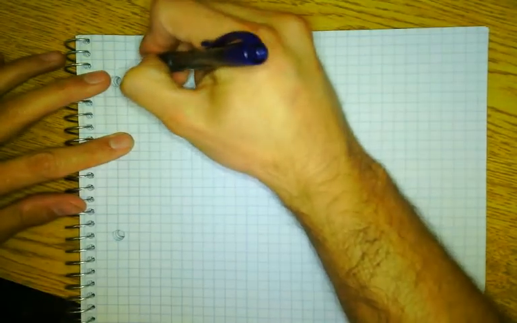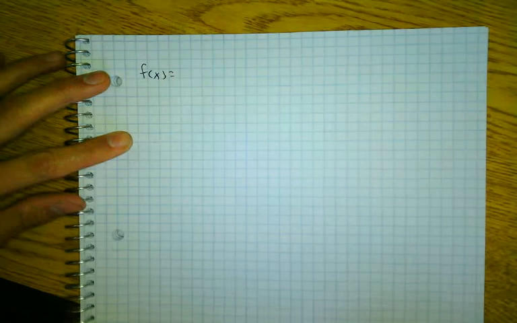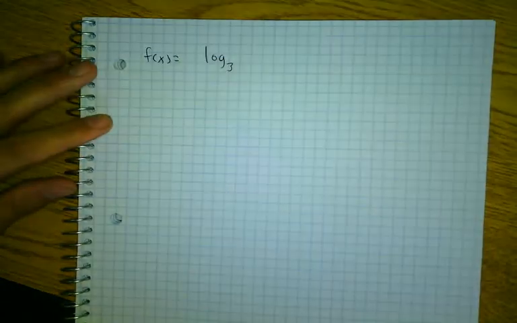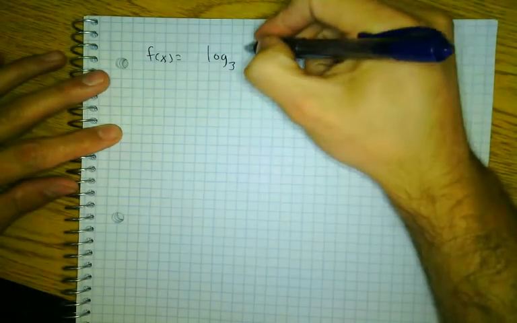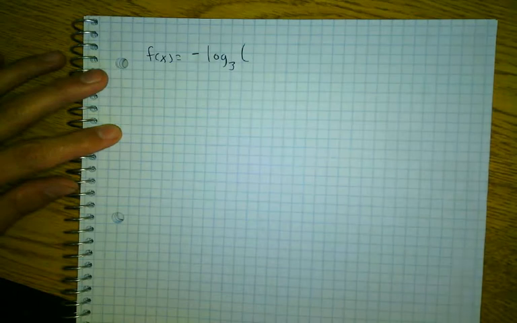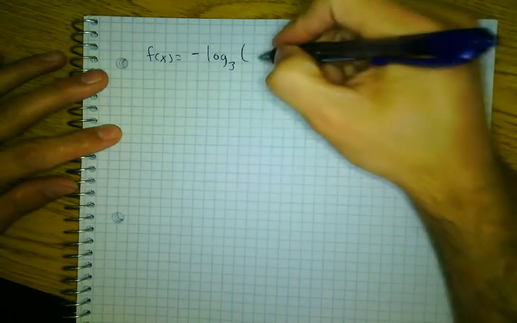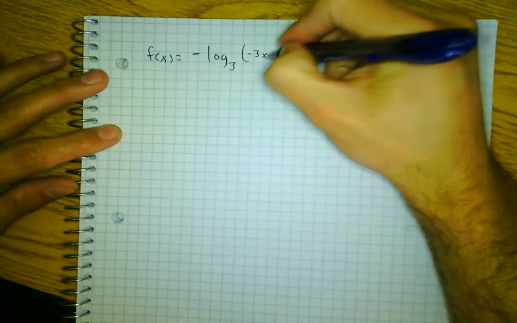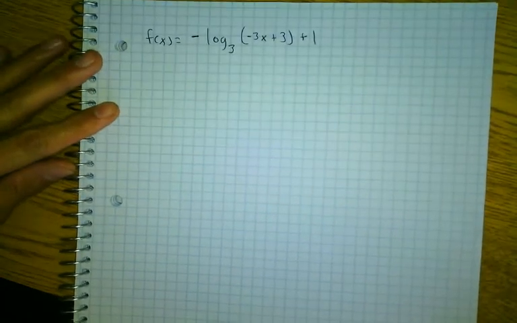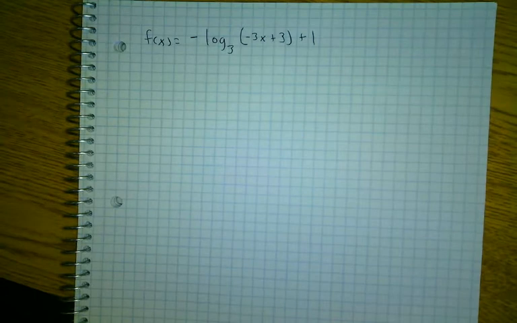Okay. So, f of x is equal to... All right, let's pick, I don't know, base of 3. Cool? And then let's say we're going to do a negative in the front of the log, and then on the inside I'm going to do negative 3x plus 3, and then a plus 1 on the outside. Okay? Now, we've covered transformations in the past with other functions, so nothing should change about that with the logarithm.